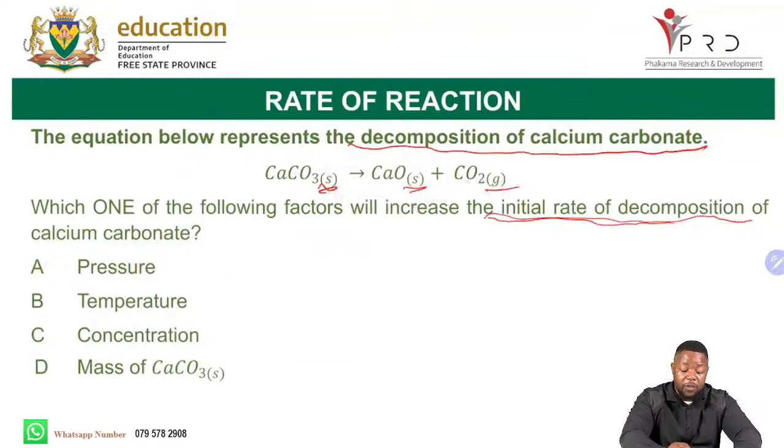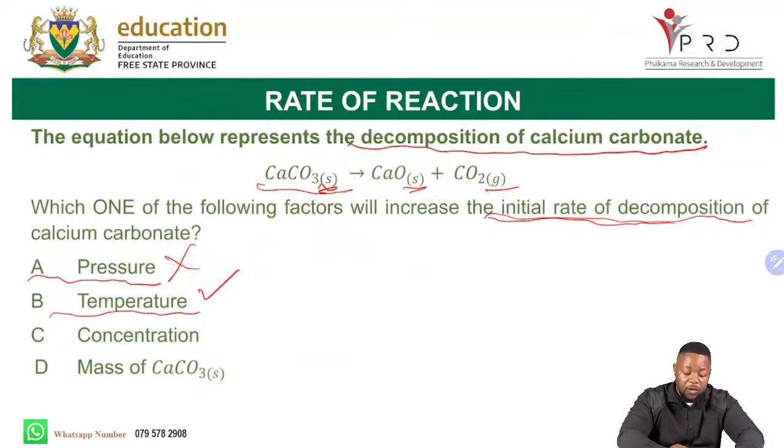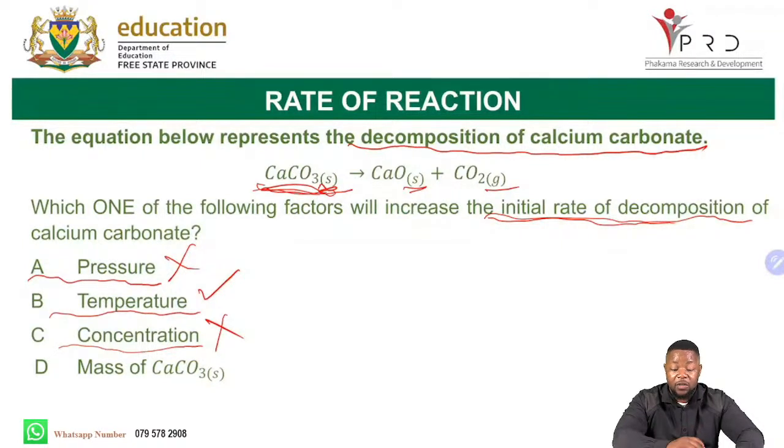So let's look at the first option. The first option here is pressure. Will pressure affect or increase the rate of reaction of a solid? No. The pressure will increase the rate of reaction of a gas, not a solid. And then we look at temperature. Will temperature increase the rate of reaction with solids? Yes. Temperature affects the overall average kinetic energy of all the molecules, whether they are solid, liquid, or gas. Then we need to check the other option, concentration. Can you increase the concentration of a solid? No, you cannot increase the concentration of a solid.